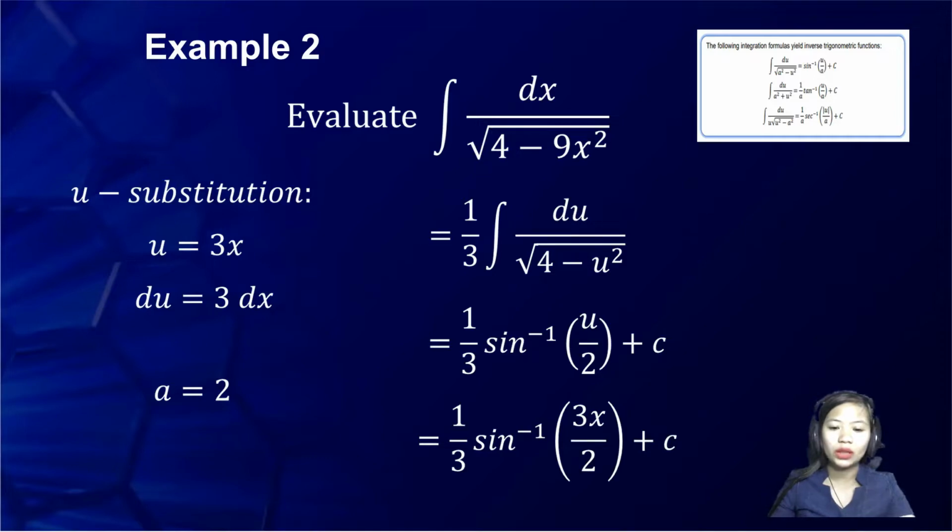So we have 1/3 integral of du over the square root of 4 minus u squared, with u replaced as 3x. By getting the integral of this part, we have the arc sine of u over 2 plus c. Then substitute the value of u, which is 3x. So the final answer is 1/3 arc sine of 3x over 2 plus c.